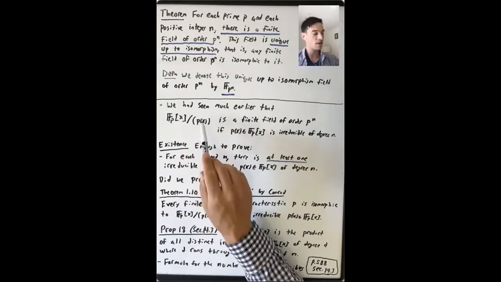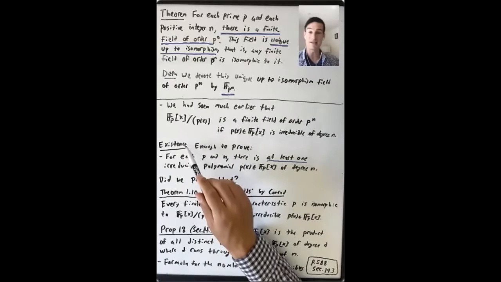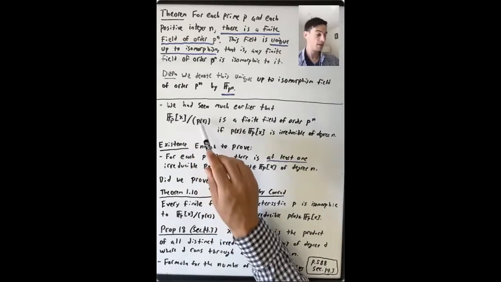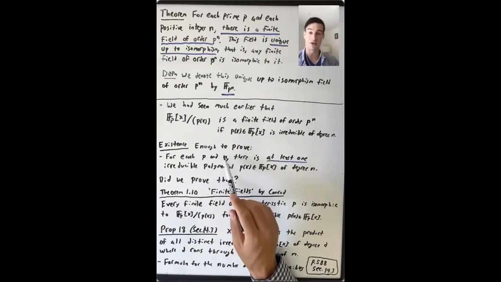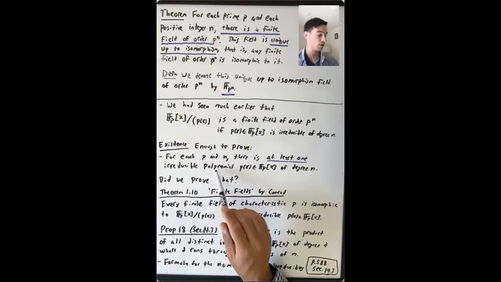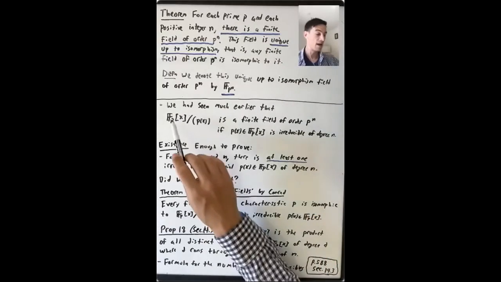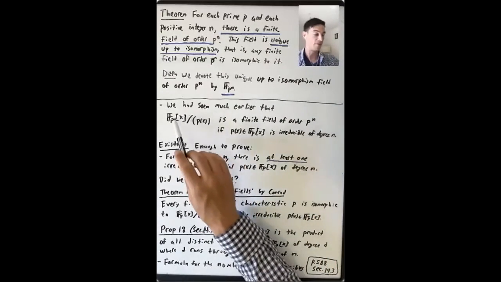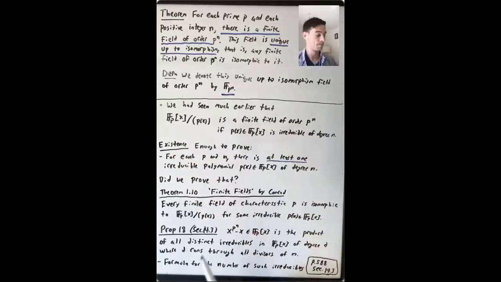Well, if you look at finite fields this way, then if you want to prove the existence of a finite field of order p to the n, all you need to do is say for each prime p and each positive integer n, there exists at least one irreducible polynomial p(x) in F_p[x] of degree n. That would show that you could always construct a finite field of order p to the n as the quotient of F_p[x] by the ideal generated by some irreducible polynomial.